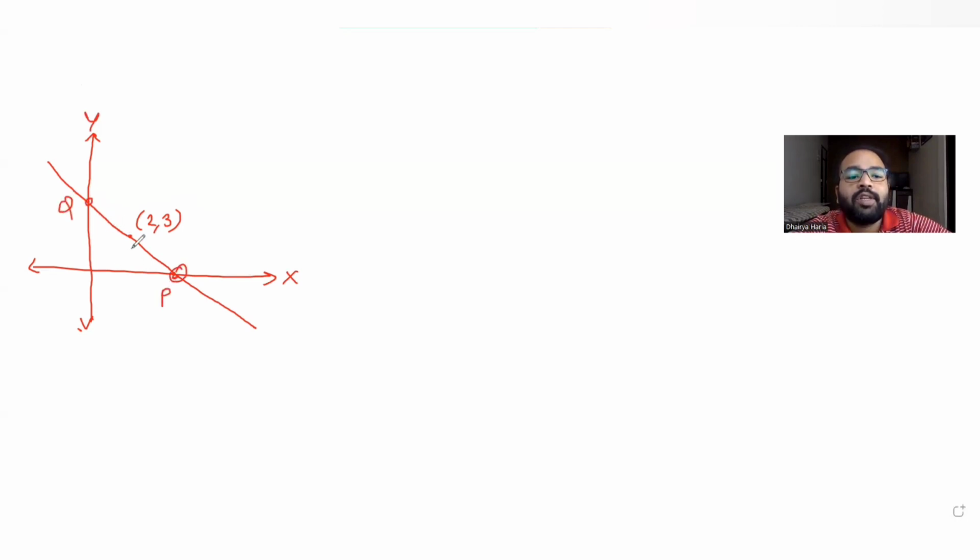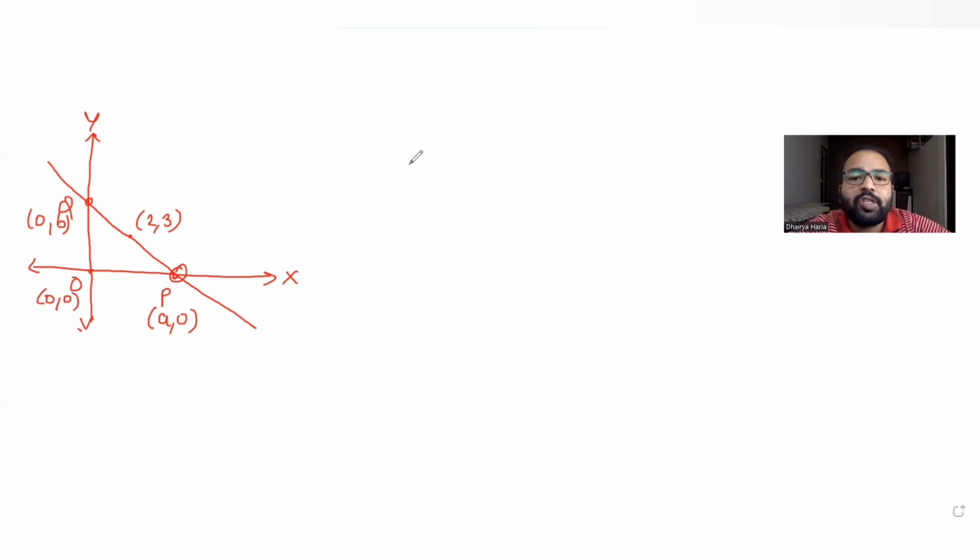Now we know when the points are on the axis, the other coordinate becomes 0. So let's say the coordinates of P are a comma 0 and the coordinates of Q are 0 comma b. So these are the two coordinates given to me. O is the origin, so 0 comma 0.